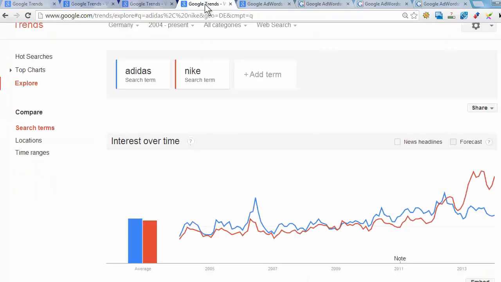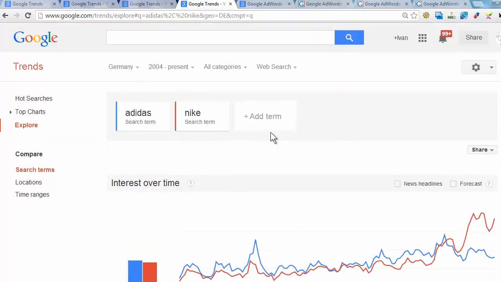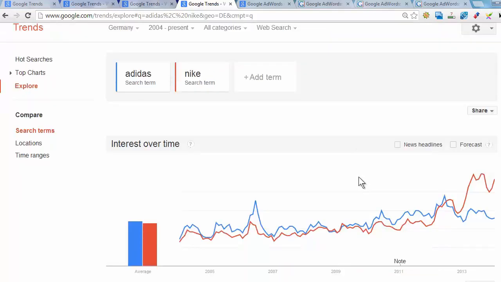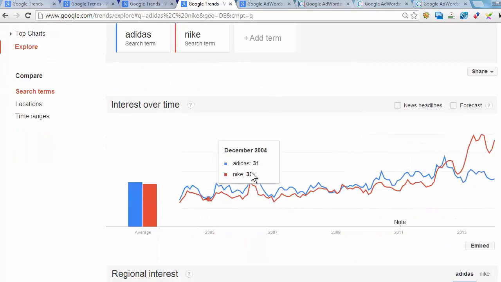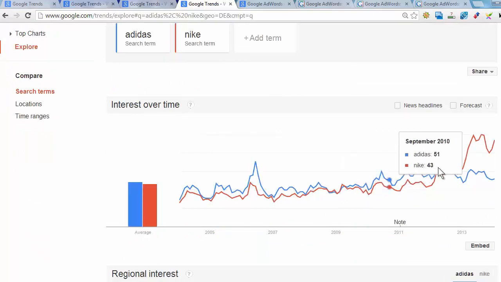Another example would be if we want to compare Adidas and Nike. What I did here is I used Germany as the country, and I was trying to see if Adidas, which is a German company, is more popular in Germany. Interestingly, we see that Adidas, which is the blue line, was much more popular over time, even globally. But now even in Germany, Adidas is lagging behind Nike. So Nike is growing in Germany, which is an interesting trend.